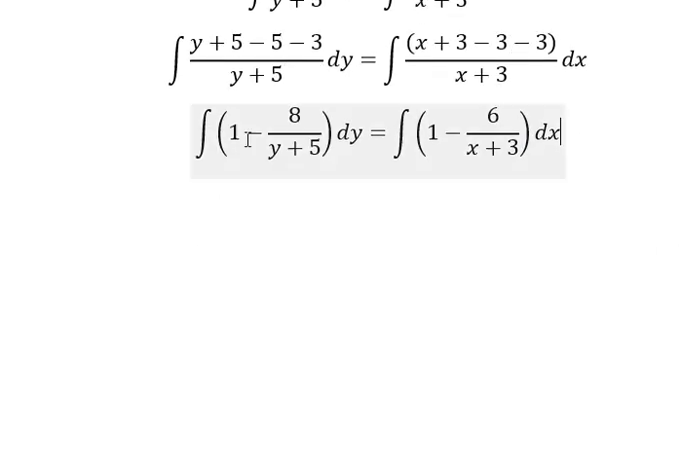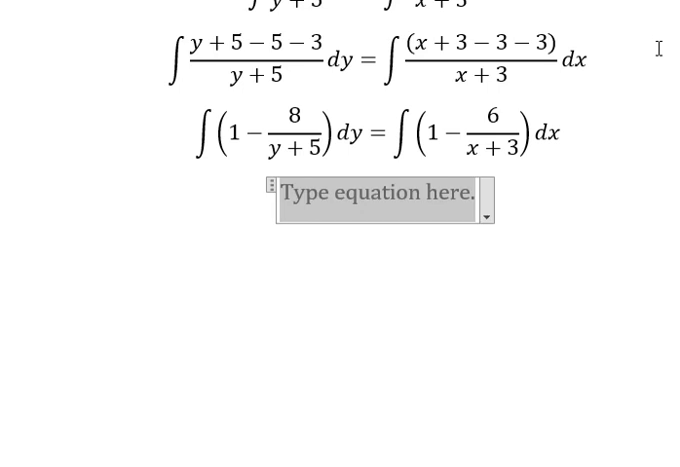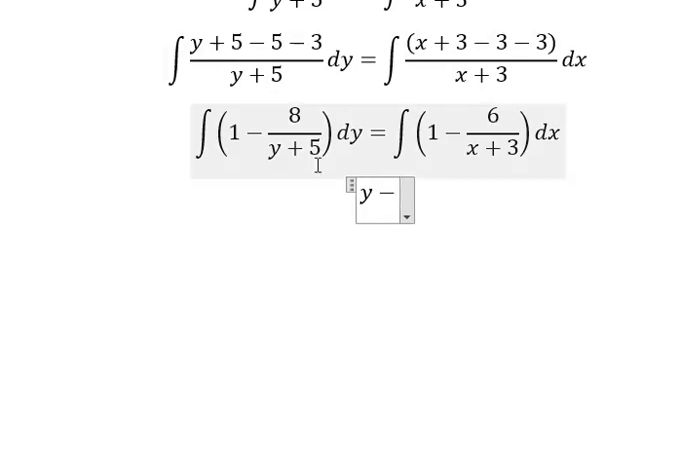The integration of number 1, we have y. The integration of this one, we have 8 ln of the absolute value of y plus 5. Number 1, we have s.